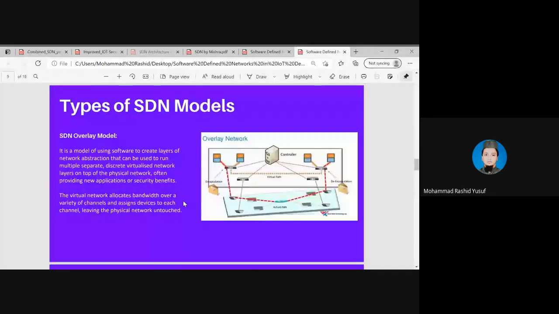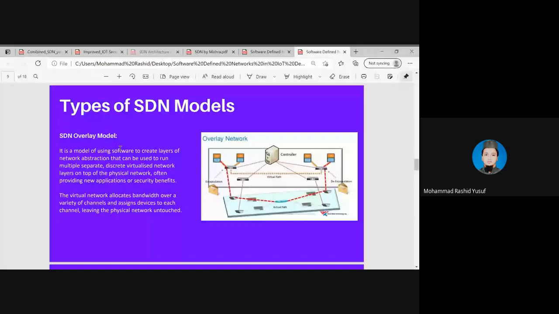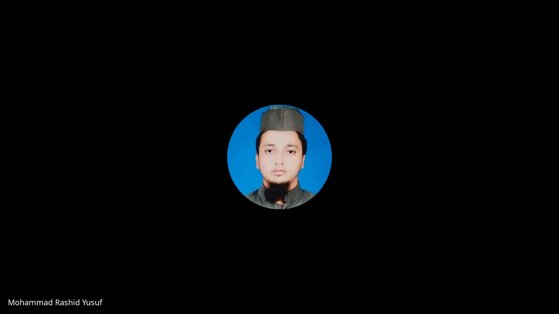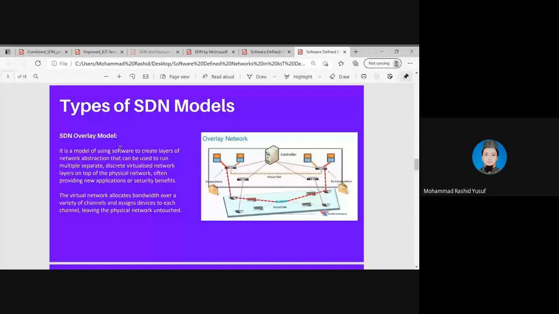The second model is the SDN overlay model, which runs a virtual network on top of the existing hardware infrastructure, creating dynamic tunnels to different on premises and remote data centers. The virtual network allocates bandwidth over a variety of channels and assigns devices to each channel, leaving the physical network untouched. So this is the simple structure and diagram of the overlay network model.